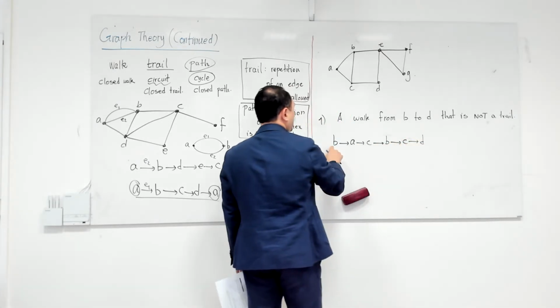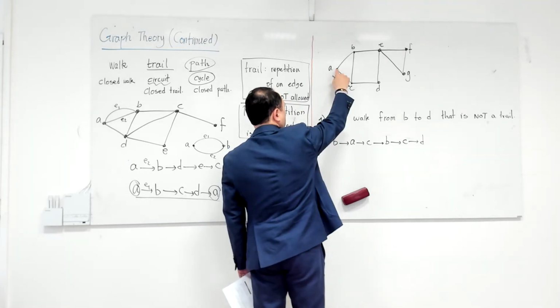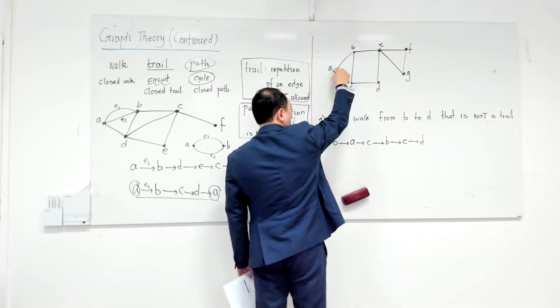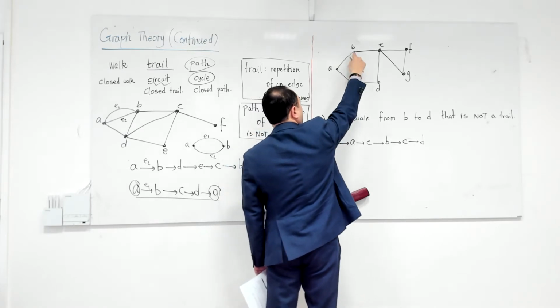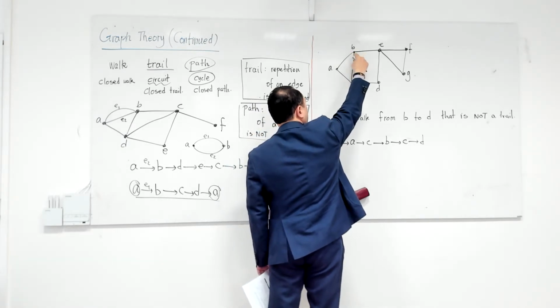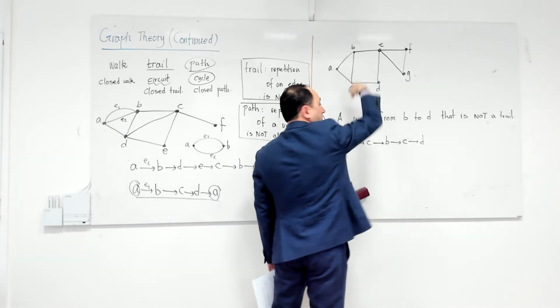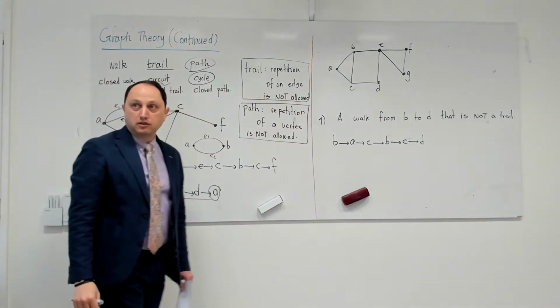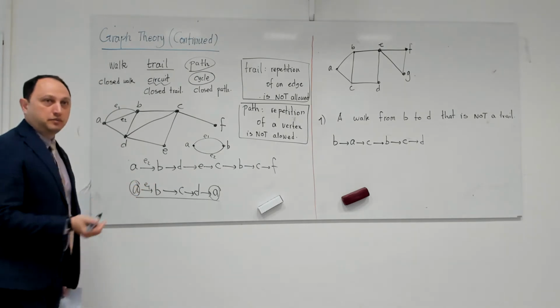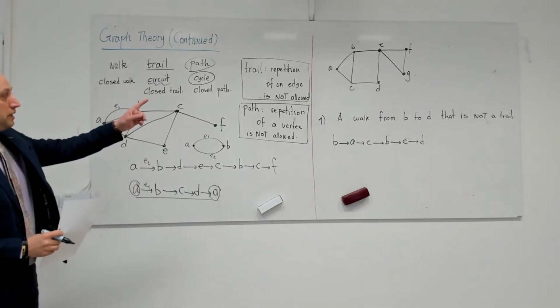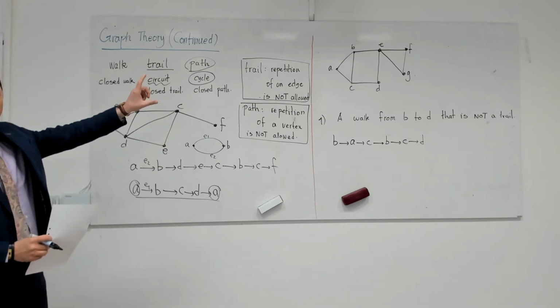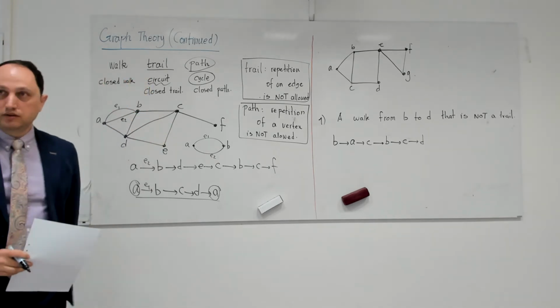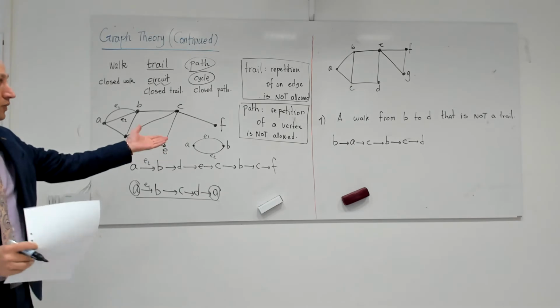Let me check. So you said that I go from B to A, yes, and then from A to C, and from C to B, and then from B to C, yes. So you have repeated BC, yes? So that's a walk, that's one possibility, yes? The edge BC is repeated in this case. Is that clear? So this is a walk which is not a trail.